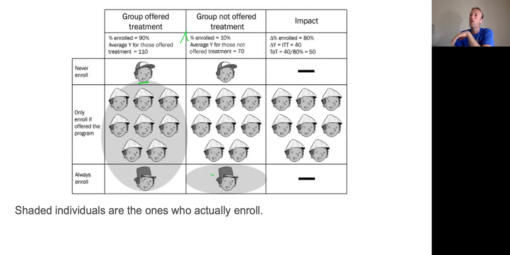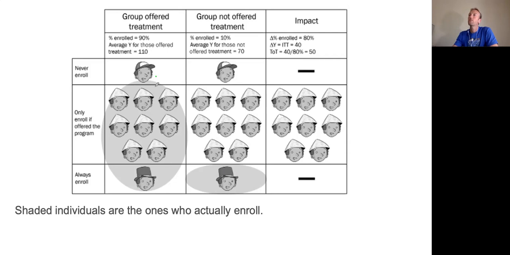But I don't want the alwayses because they're going to mess up my data. They're the people who would always get it no matter what. So I need to figure out how many are alwayses. To do that, I jump over to the control group, the group not offered treatment. I ask everybody who got it, and I find out that 10% of people actually did get the treatment, even though they're in the control group. We're going to call those alwayses. And since there's 10% alwayses in the control group, I'm going to say there's probably 10% in this group also.